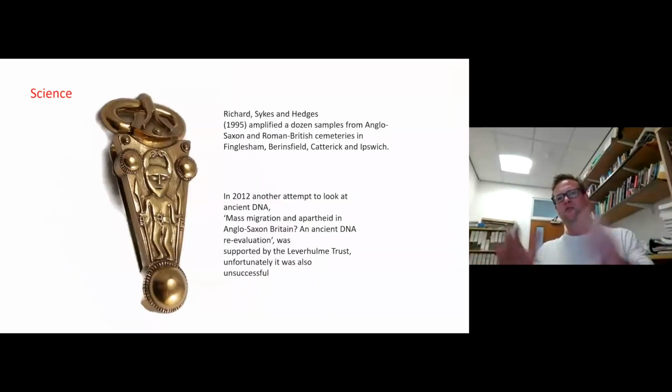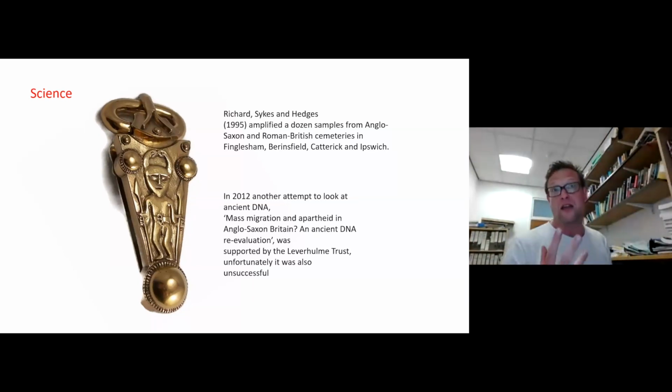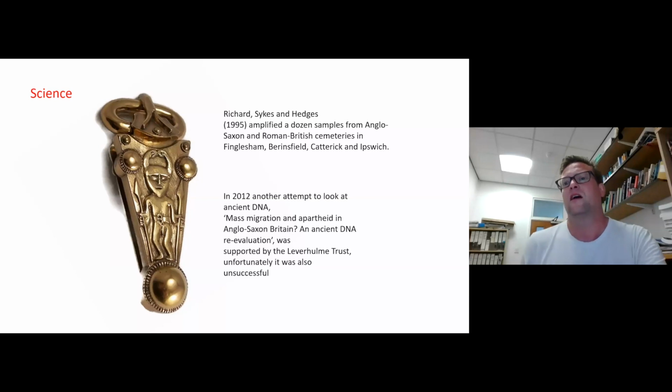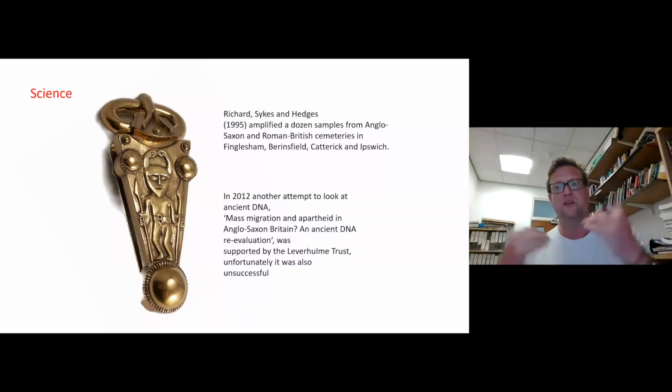So on top of that sort of complex idea, we're starting to think then that people start to do science. Okay, so the first attempts to do ancient DNA involved a number of samples. So Fingelsham, Berensfield, Catterick, and Ipswich were all sampled in about 1995. But unfortunately, the DNA actually wasn't good enough at that point. The science wasn't good enough, and almost all of those samples were contaminated, either by excavation or in the lab. And even though they might have sequenced DNA, it turned out to be modern DNA, not ancient DNA, which is much more fragile.